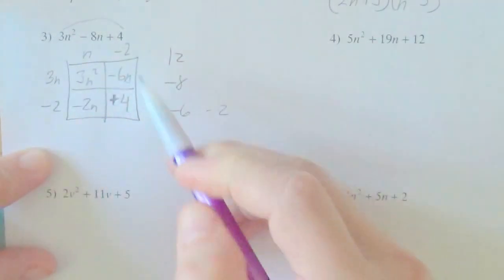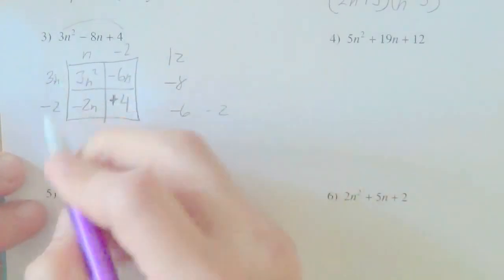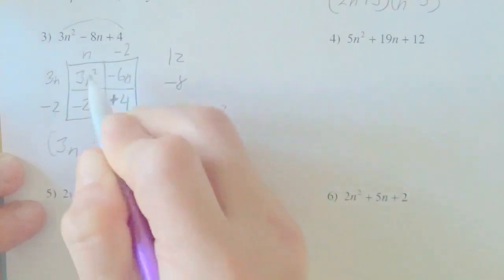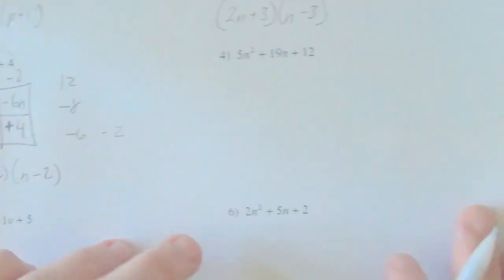There we go. Now it works. Negative 2 times negative 2 is a positive 4. Wonderful. So 3n minus 2 times n minus 2. That's how that factors.